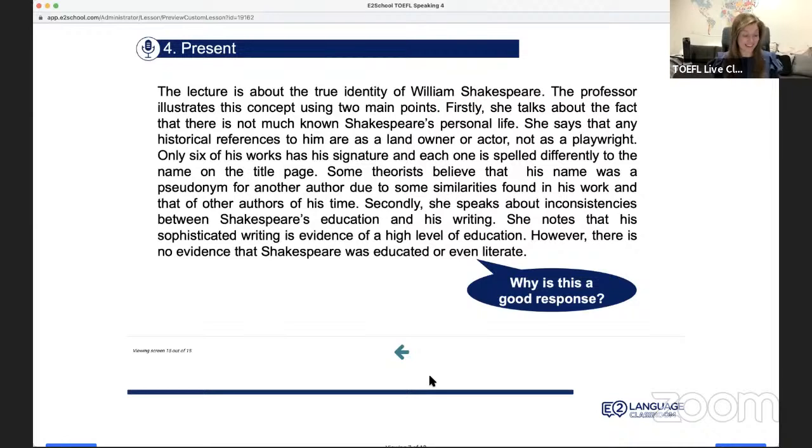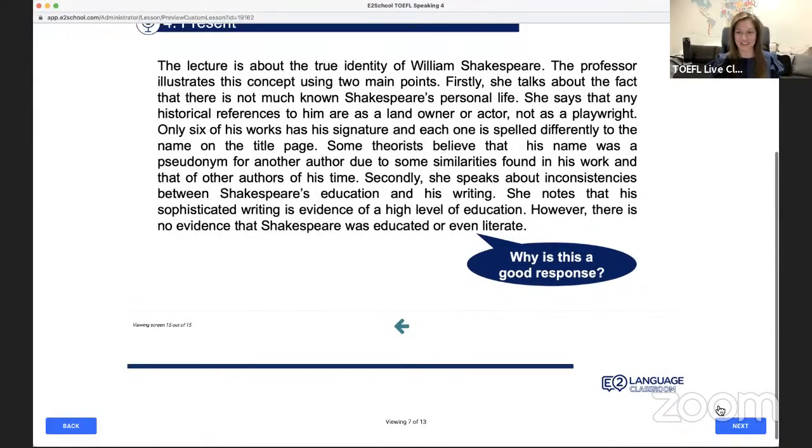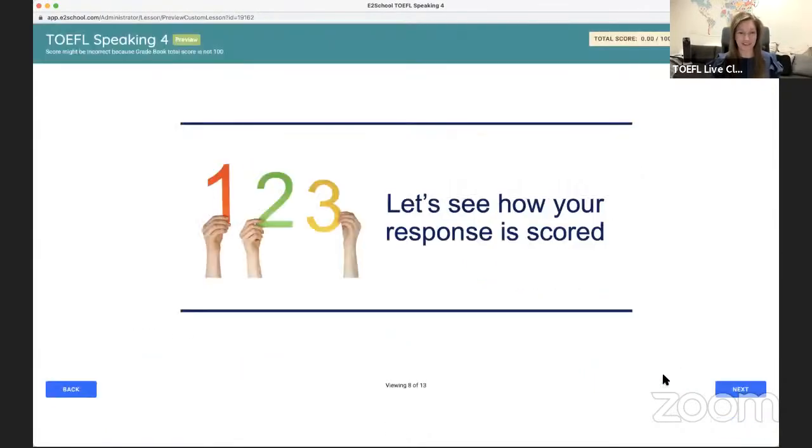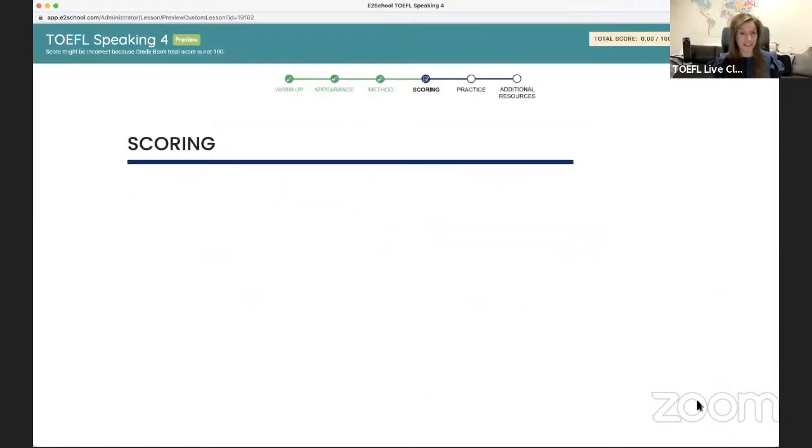Yeah, I agree. So now let's break down why this is such a good response. Why do we want to model this? We can look at why it's good, and break it down through the scoring.